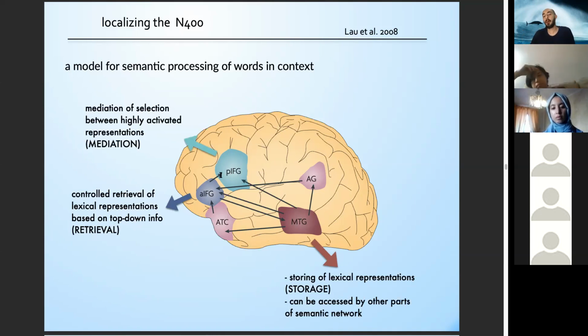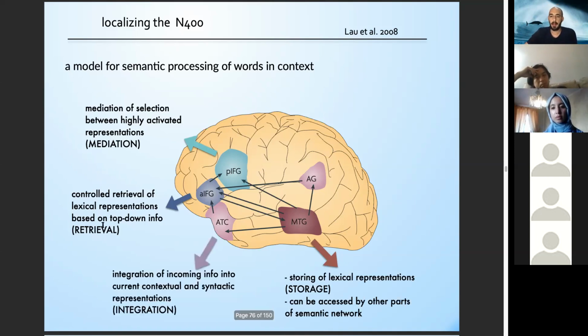Whereas your Broca's area mediates the selection of these highly activated representations. So if you have a lot of lexical representations that are activated, your Broca's area is going to say, okay, I'm going to pick this one because this is grammatically relevant for the words that I have to compose, okay? And your anterior temporal poles act as an integrator of incoming information into current contextual and syntactic representation.